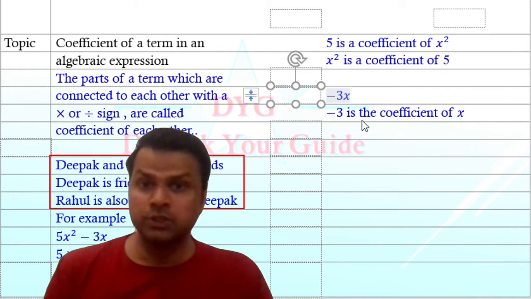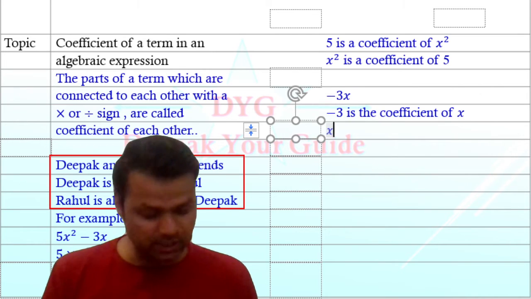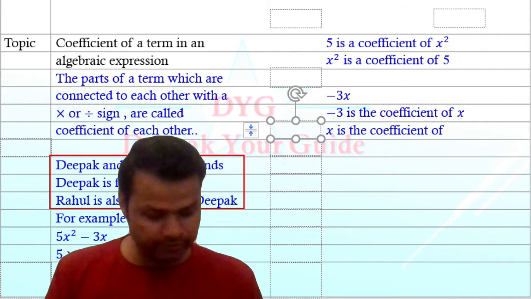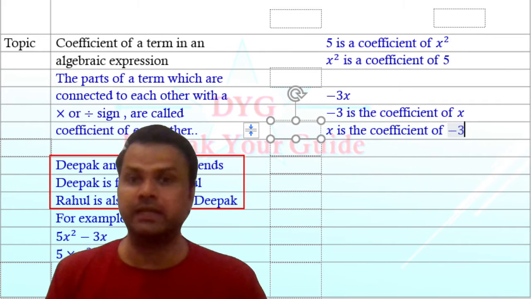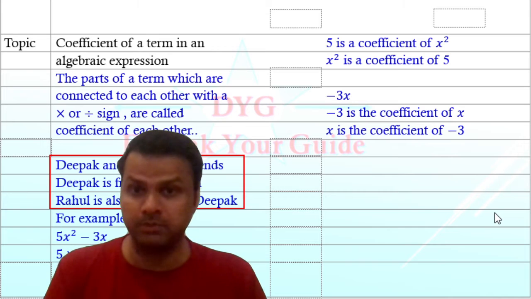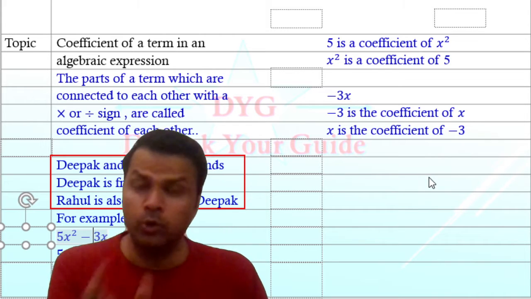Minus 3x. So minus 3 is the coefficient of x, and we can also say that x is the coefficient of minus 3. So they are interconnected to each other. This is what you need to remember. I just corrected it. It is x, not x squared, because this was our question. I hope you got the idea.